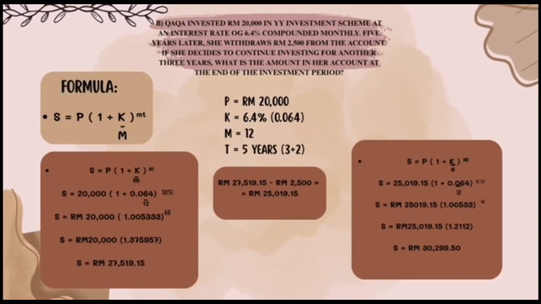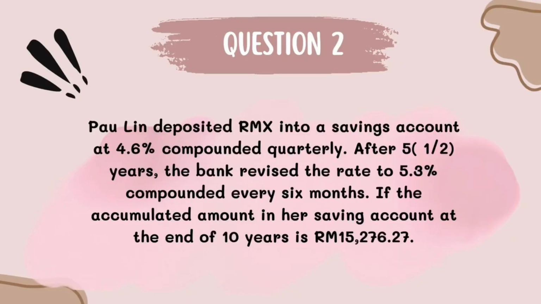Step 3, we just use the same formula, S equals P(1 + k/m)^(mt). So we use this new principal, 25,019.15, times (1 + 0.064/12) to the power of 36. The answer is RM30,299.50.